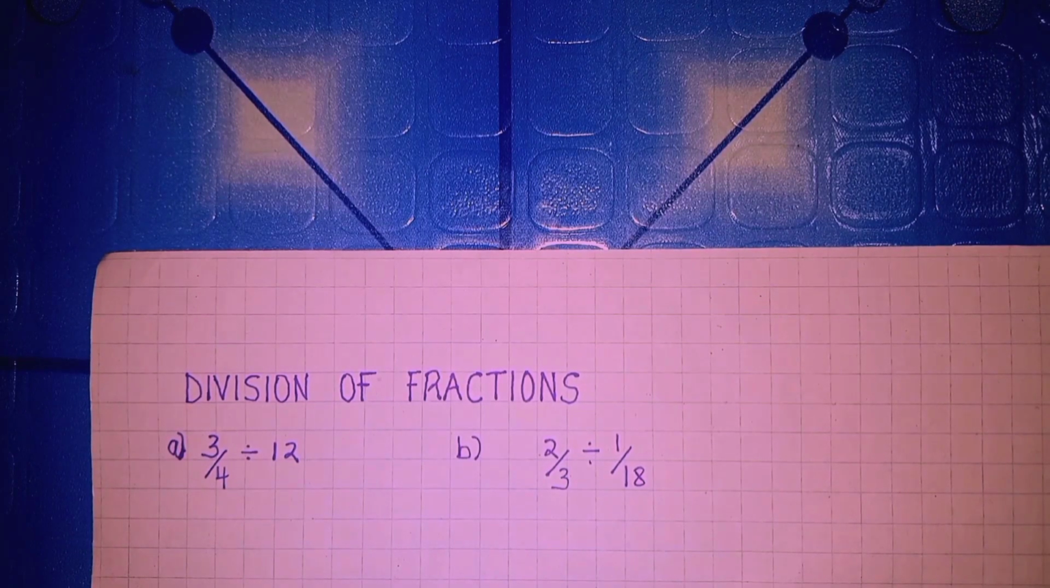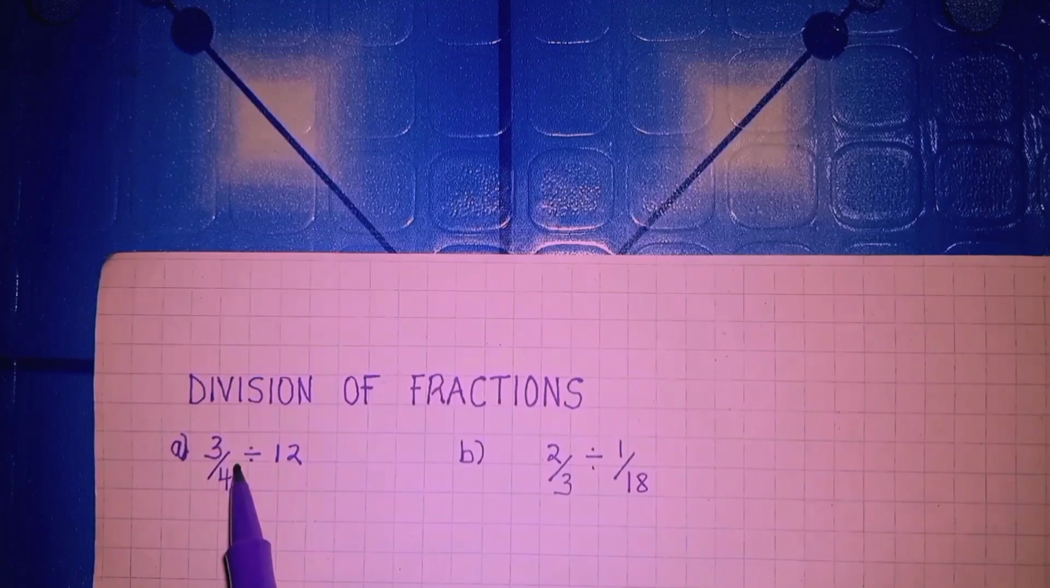Today's video will be on division of fractions. And to start with is 3 over 4 divided by 12. So this is a fraction being divided by a whole number.